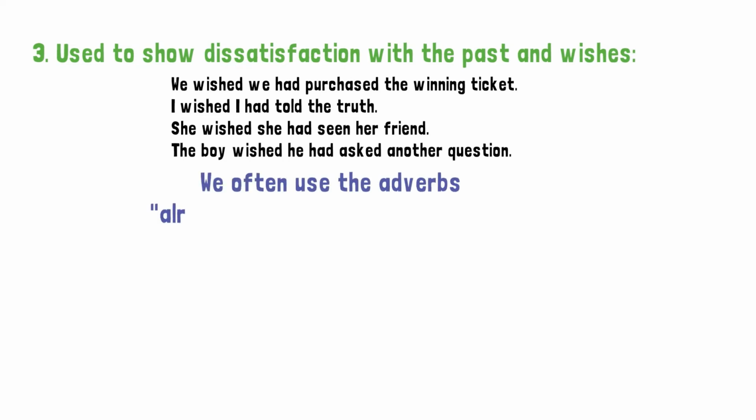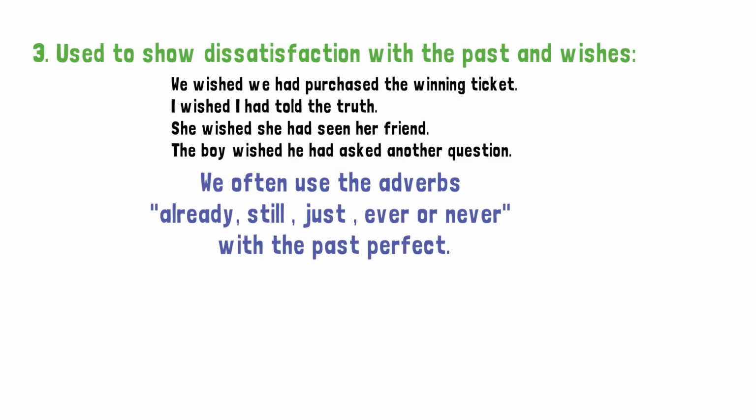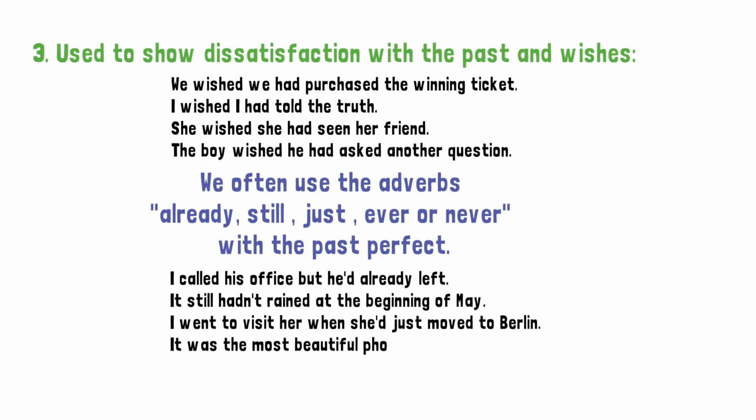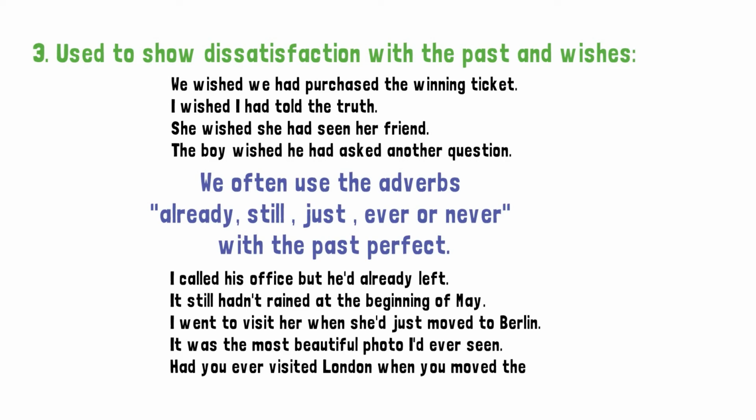We often use the adverbs already, still, just, ever or never with the past perfect. I called his office but he'd already left. It still hadn't rained at the beginning of May. I went to visit her when she'd just moved to Berlin. It was the most beautiful photo I'd ever seen. Had you ever visited London when you moved there? I'd never met anyone from California before I met Jim.